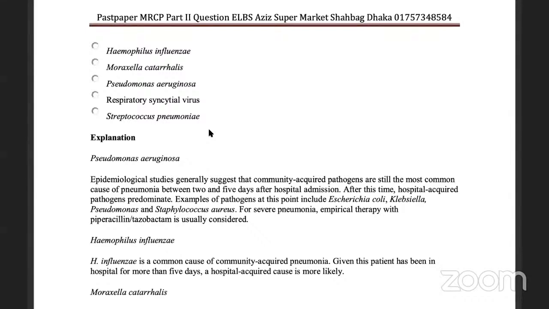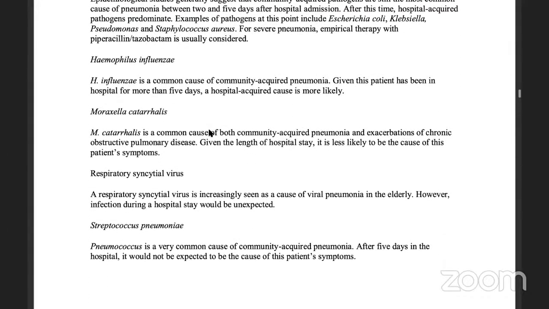Epidemiological studies generally suggest that community acquired pathogens are still the most common cause of pneumonia between 2 and 5 days after hospital admission. After this time, hospital acquired pathogens predominate. Example pathogens at this point include E. coli, Klebsiella, Pseudomonas, Staphylococcus aureus. For severe pneumonia, empirical therapy is the preparation usually considered. Streptococcus is a very common cause of community acquired pneumonia, but after 5 days in hospital it wouldn't be expected to be the cause of this patient's symptoms.